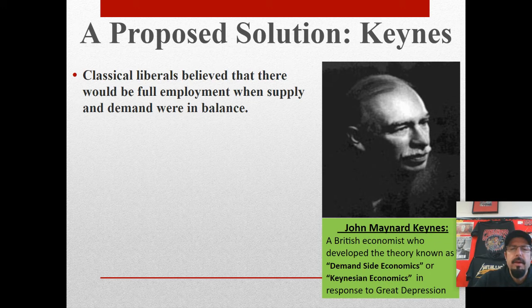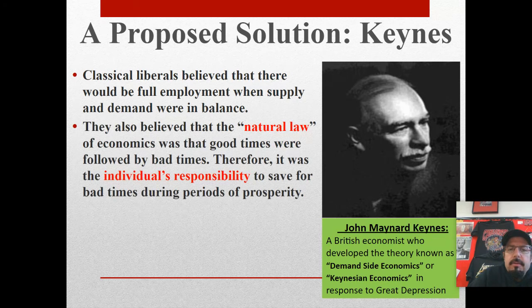But when we think of John Maynard Keynes, we think of the term demand side economics. Classical liberals, which Keynes was not, believed that there would be full employment when supply and demand were in balance. They also believed that the natural law of economics was that good times were followed by bad times. Therefore, it was an individual's responsibility to save for bad times during periods of prosperity.